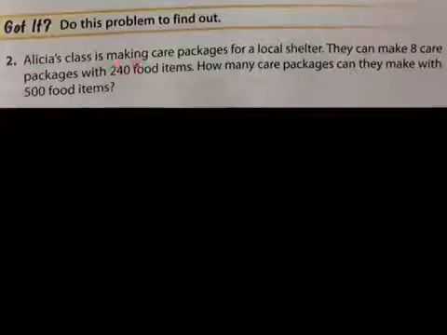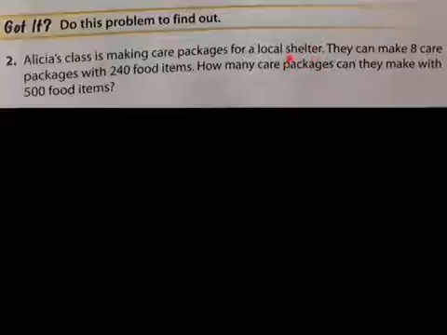Alicia's class is making care packages for a local shelter. Care packages are like what we do here with NHS and so on, where we collect food and give them to orphanages. This one's for a homeless shelter, where people are of high need. So Alicia's class is making care packages for a local shelter. They can make 8 care packages with 240 food items.